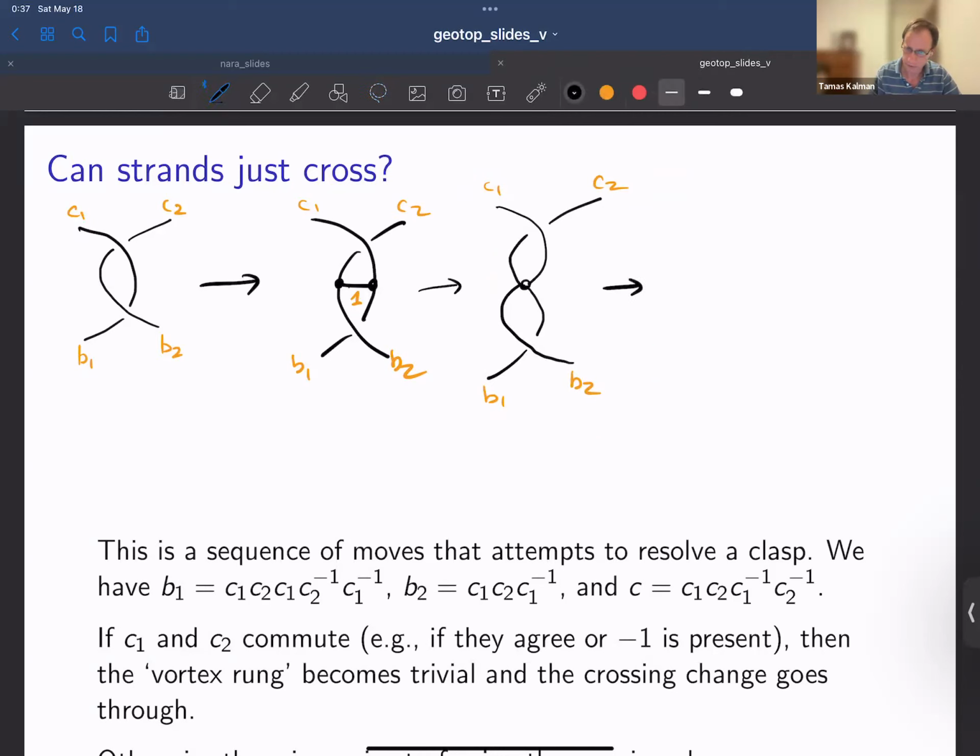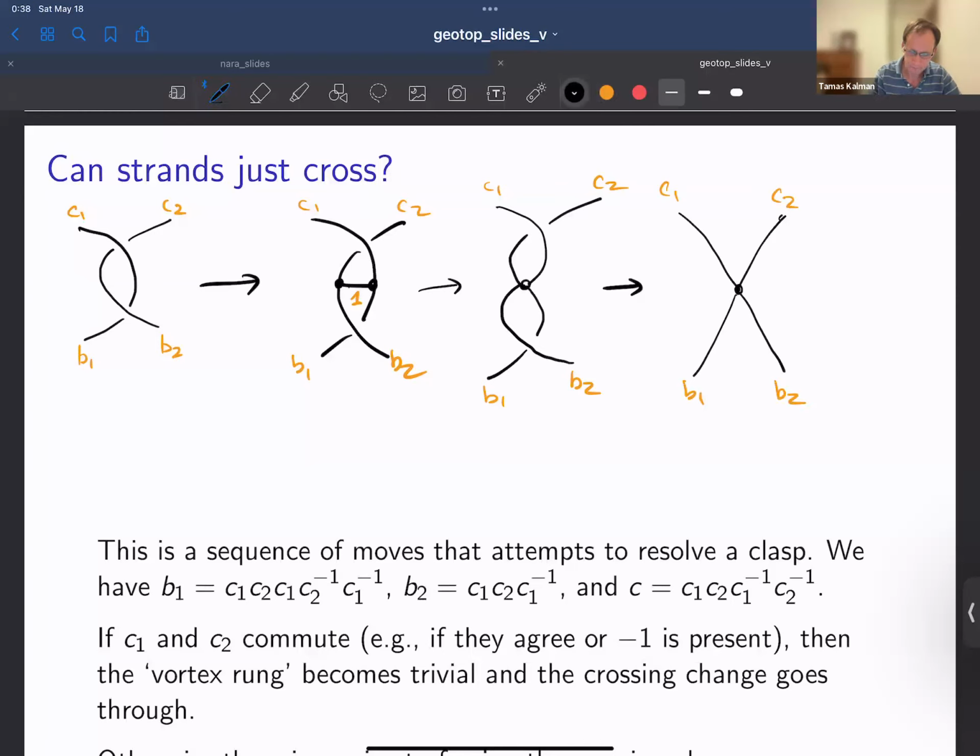Next, I will untwist these two kinks. So that's basically the Reidemeister 1 move, which I did allow. So I will just get this configuration. Again, the outgoing arcs do not change their labels.